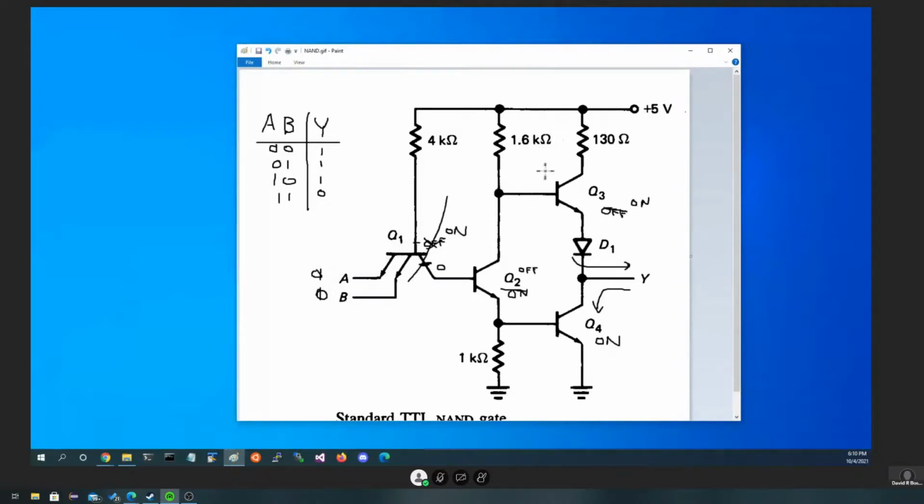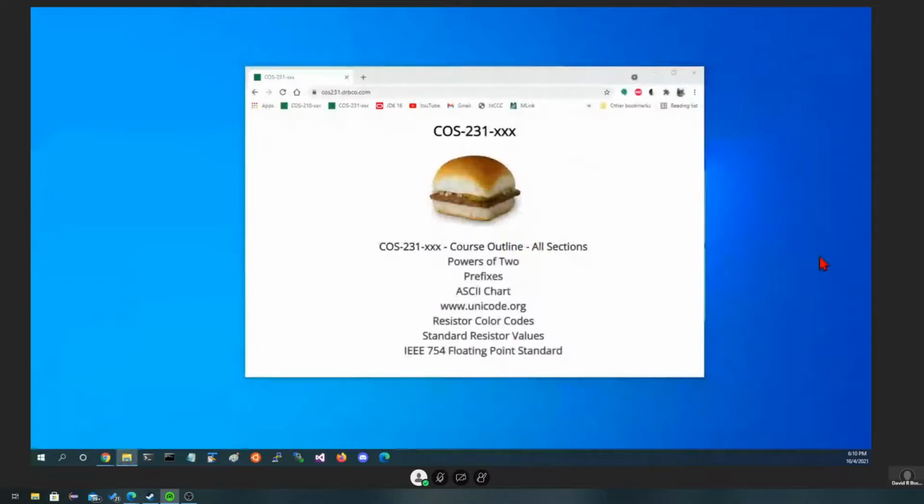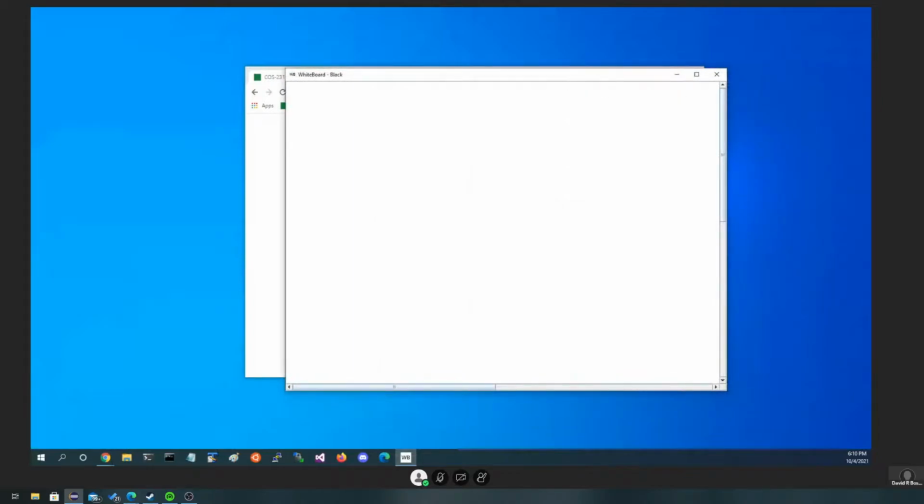Okay, let's think about a different problem for a second. Let's assume we have a TTL gate. This is just one of the 4 gates inside of the chip. It's a NAND. And we want to turn on an LED. So let's think about that problem for a second.